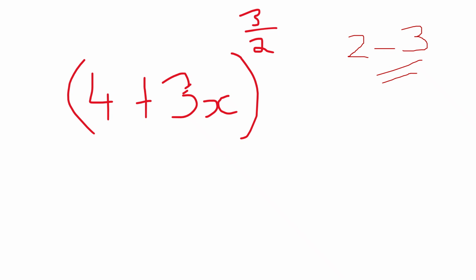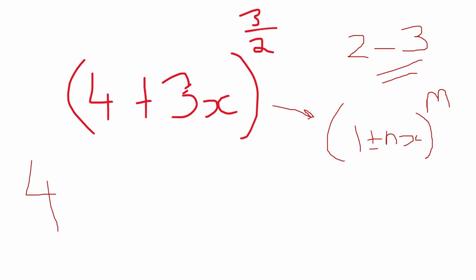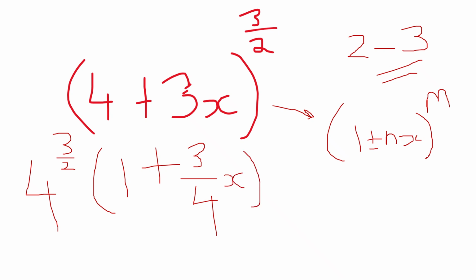So step 1. Whenever I expand, I want it to be in the form 1 plus or minus nx, to some power, so nx to the power of, let's say, m. It has to be in this format. So here, I need to factor out a 4 because it's not in that format just yet. So I'm going to factor out 4 to the power of 3 halves first. Then I'm going to have 1 plus 3 quarters x, to the power of 3 halves.